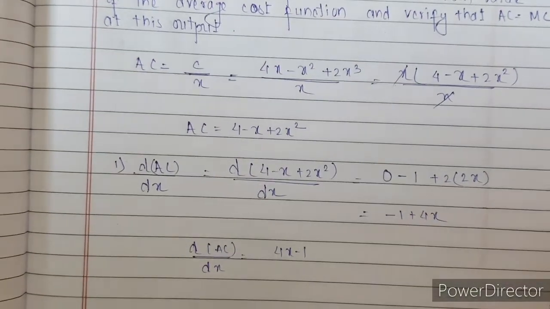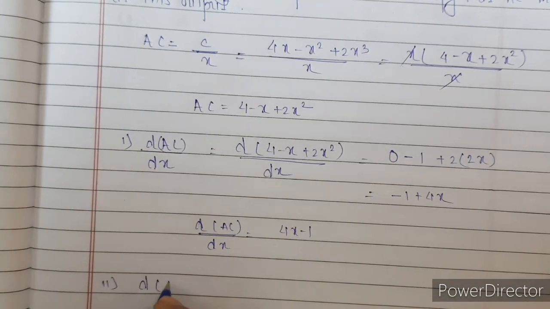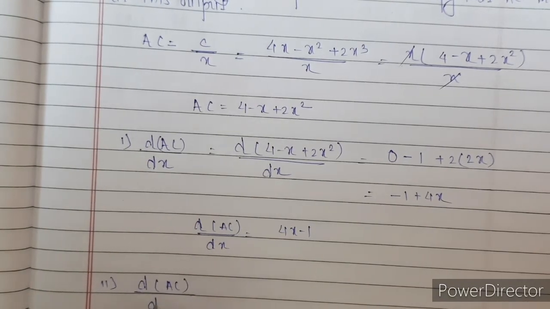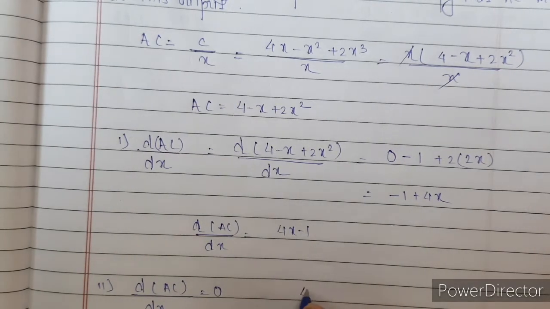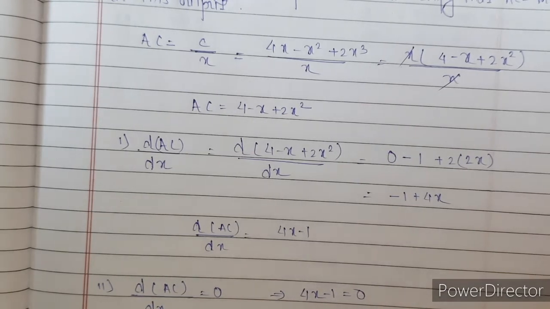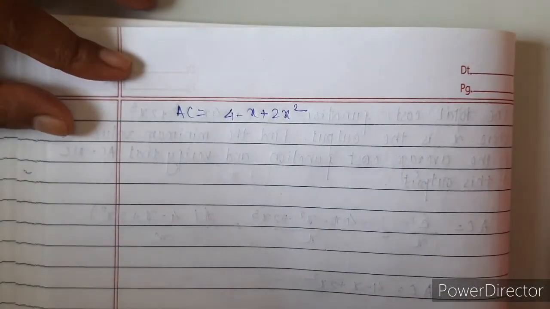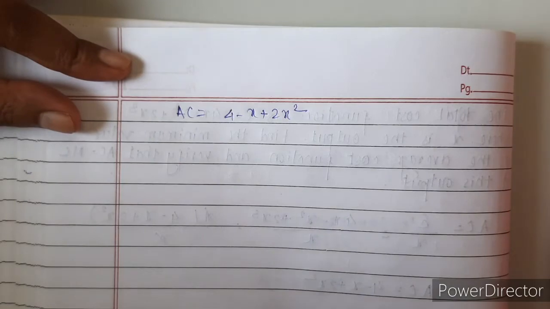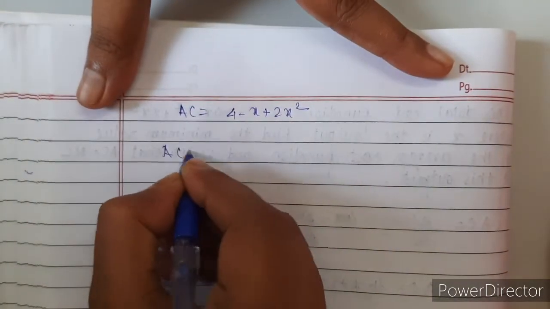Okay, so we got the derivative of average cost. Second step is we have to equate this first derivative to 0 and find values of x. So this 4x minus 1 equals 0. So we can write this as 4x equals 1. So the value of x is 1 by 4. Now we know that average cost has minimum value at x equals 1 by 4. So let's find what is that minimum value.